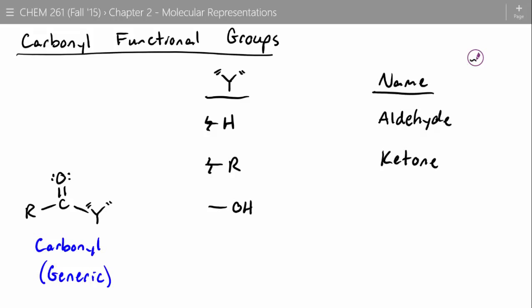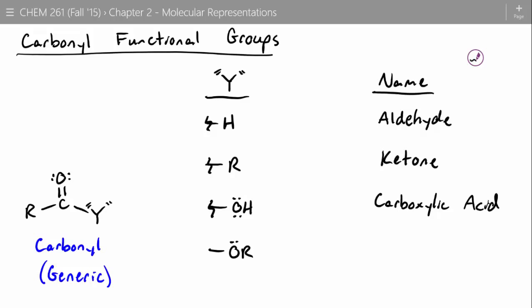Okay. Next one, we've got an OH. Yeah, so we don't call this an alcohol now, we call it a carboxylic acid. We want to be super descriptive when we're talking about this. Carboxylic acids, by definition, are a lot more acidic than a normal alcohol, so we want to call them a carboxylic acid.